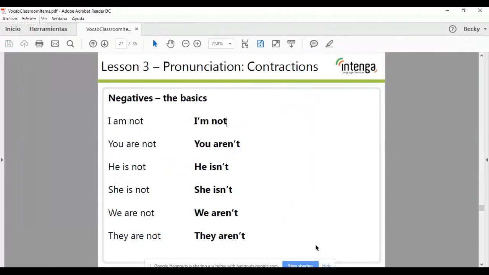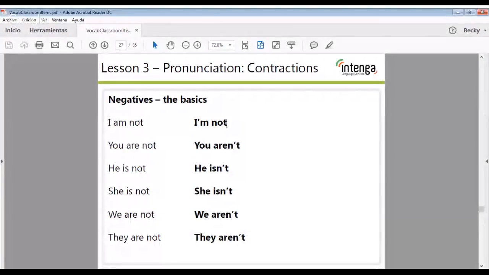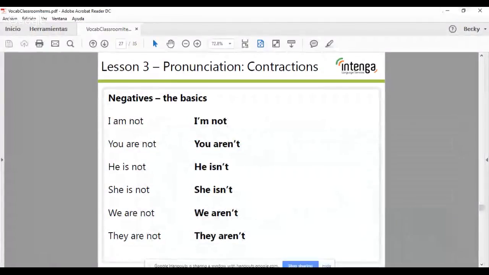Okay. I am not. I'm not. You are not. You aren't. He is not. He isn't. She is not. She isn't. We are not. We aren't. They are not. They aren't. A little bit of a tongue twister, huh? Right? I mean, it is kind of difficult to pronounce a little bit, but good.